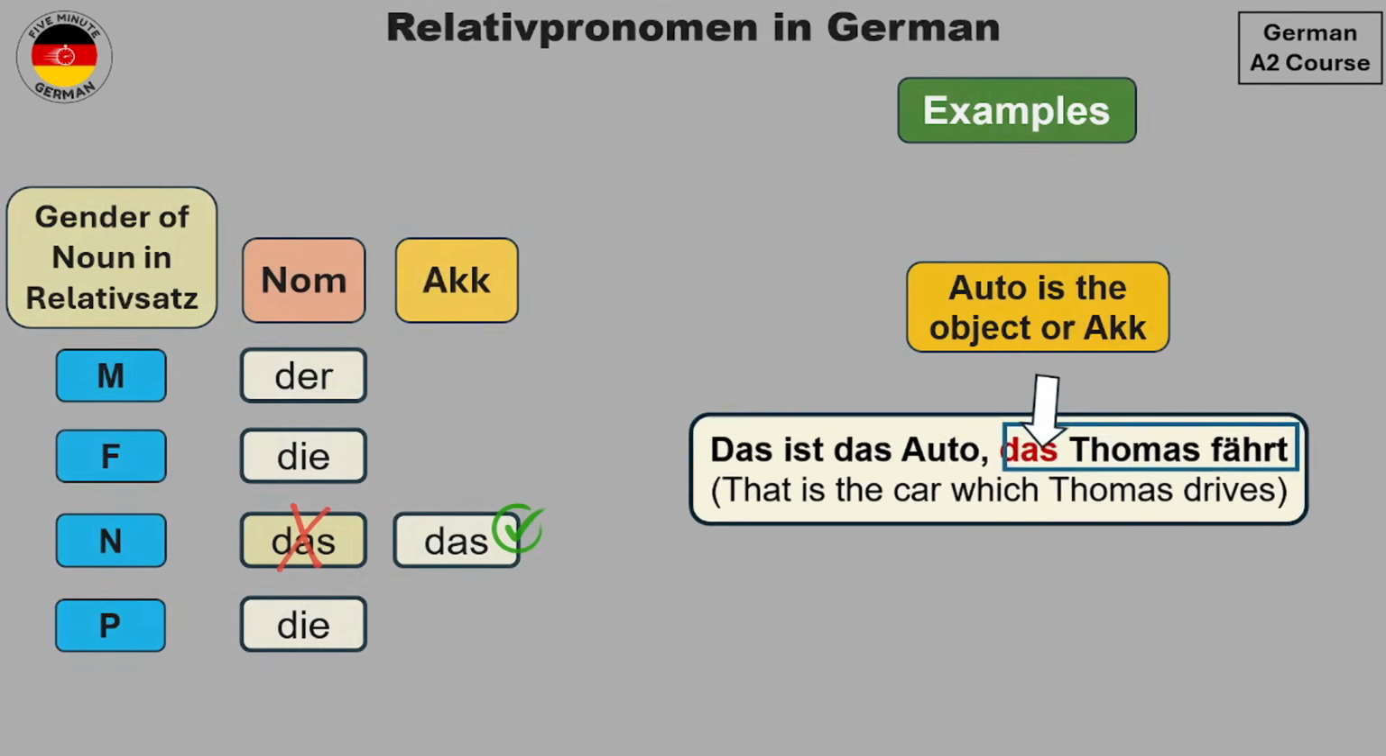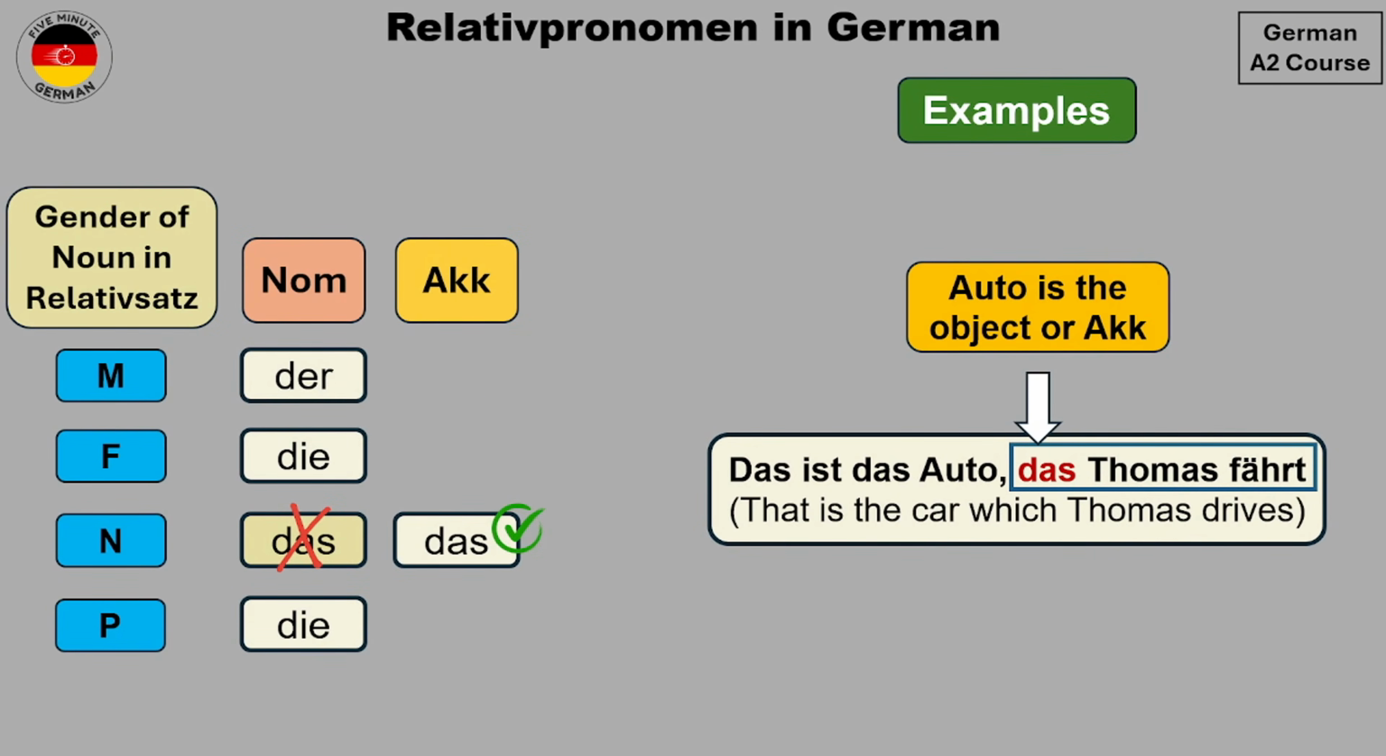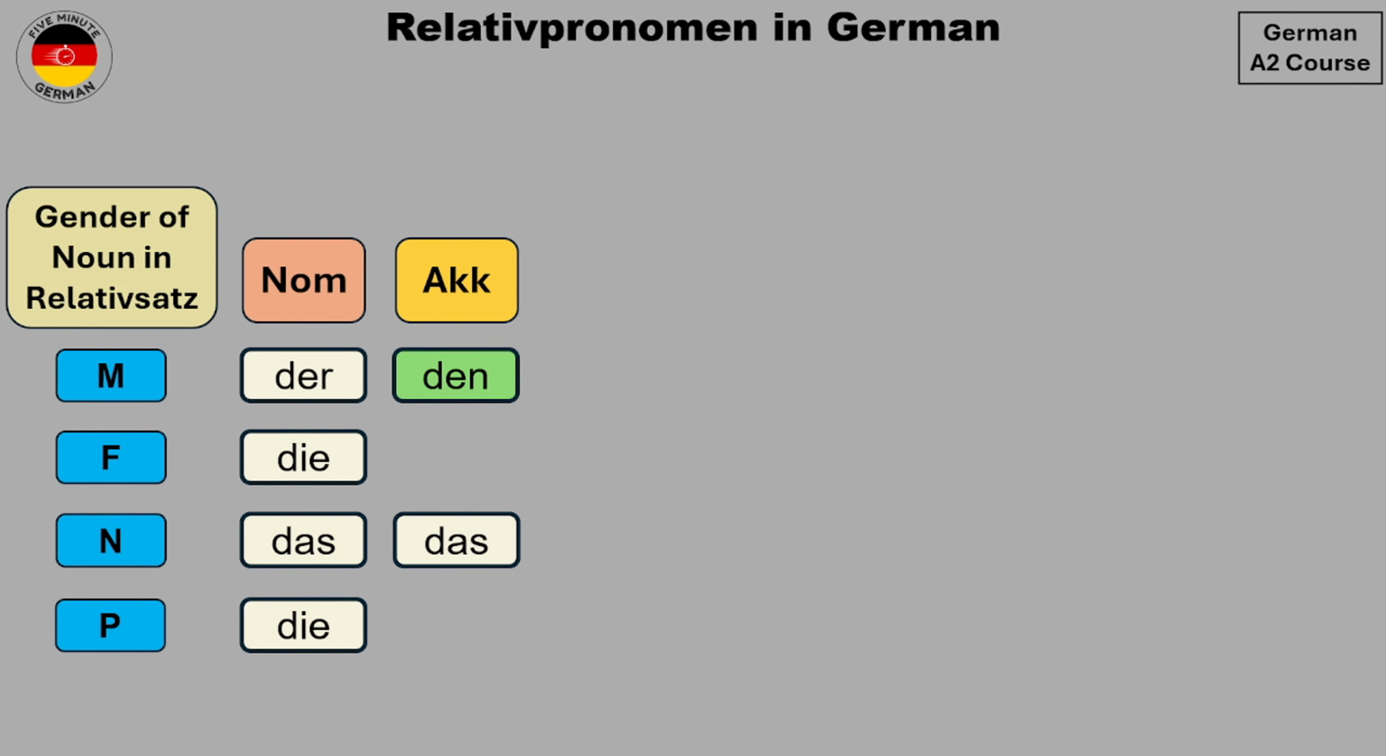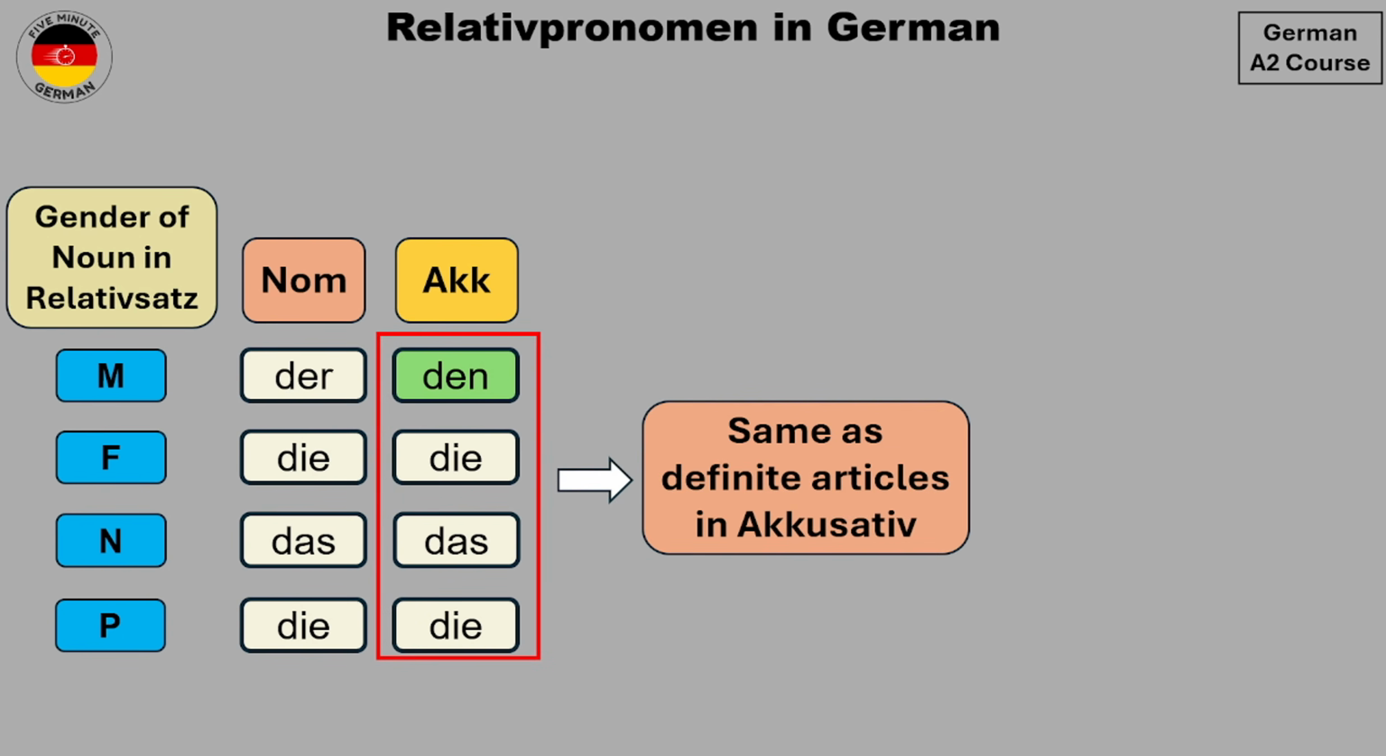And now when we take a look at this example again, then we understand why we have used das in the Akkusativ case. And this is important because the relative pronoun for masculine in Akkusativ is den. So you see that this is different. For feminine, it is the same, so it is die. For neutral, we already saw that it is das. And for plural, it is also the same, which is die. And if you take a look at these relative pronouns, then you will see that these are also the same as definite articles in Akkusativ.